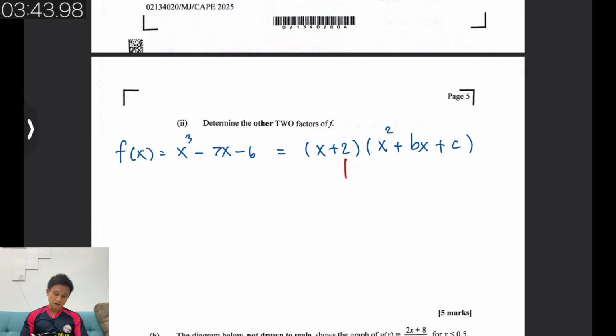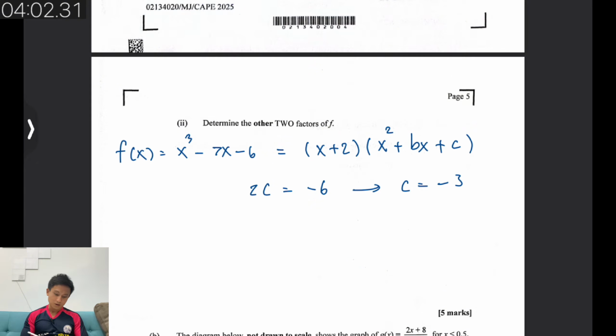But the easiest one is probably c first, right? So you can figure out 2 times c here. It must be equal to minus 6 because that's the only way you get the constant term. So we put that to minus 6. That means c will be minus 3. Now let's figure out b.